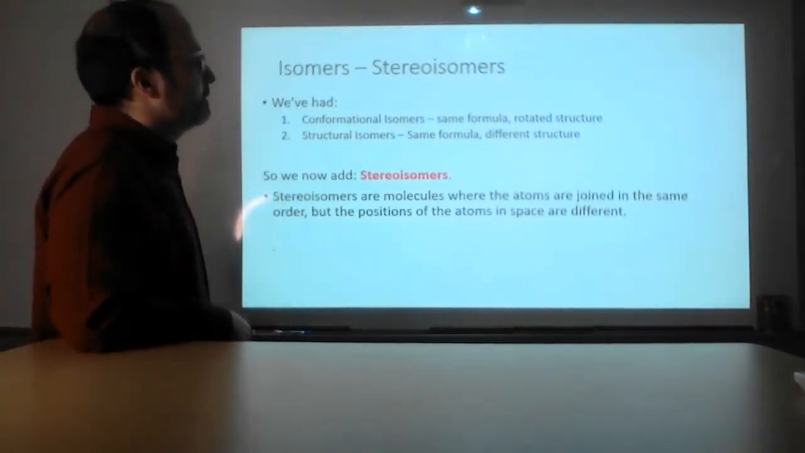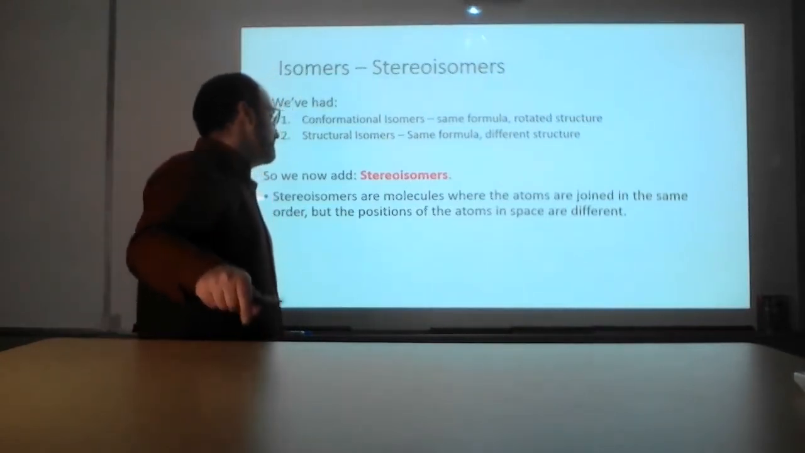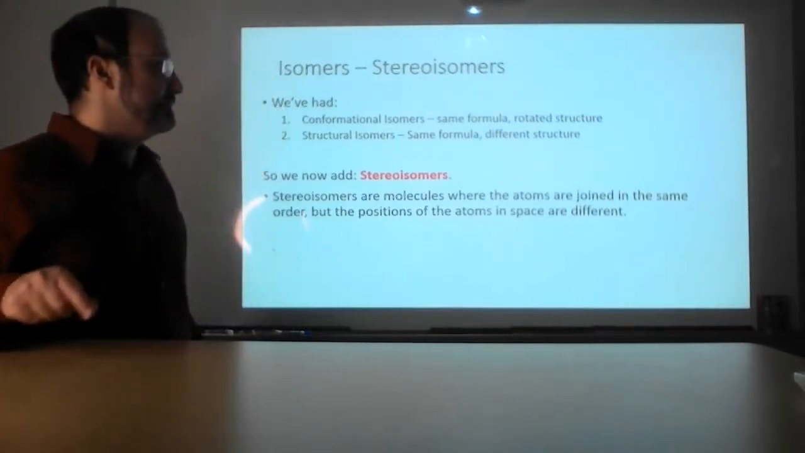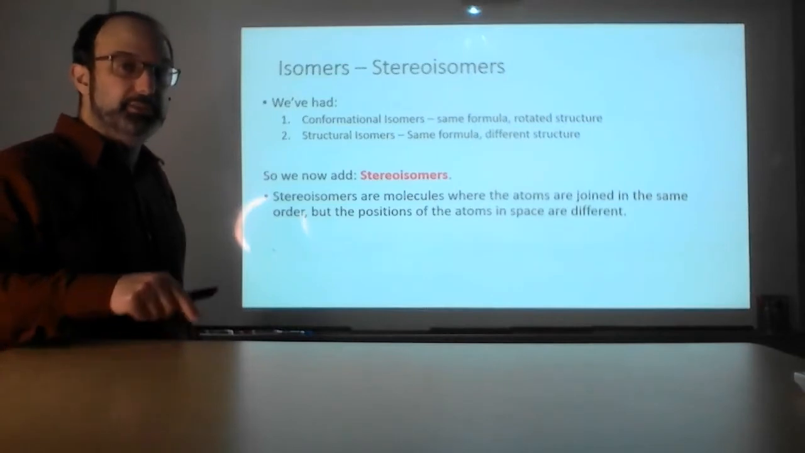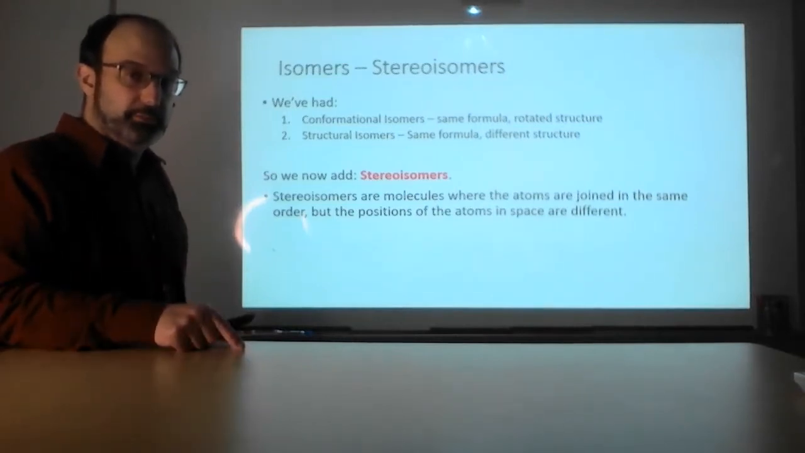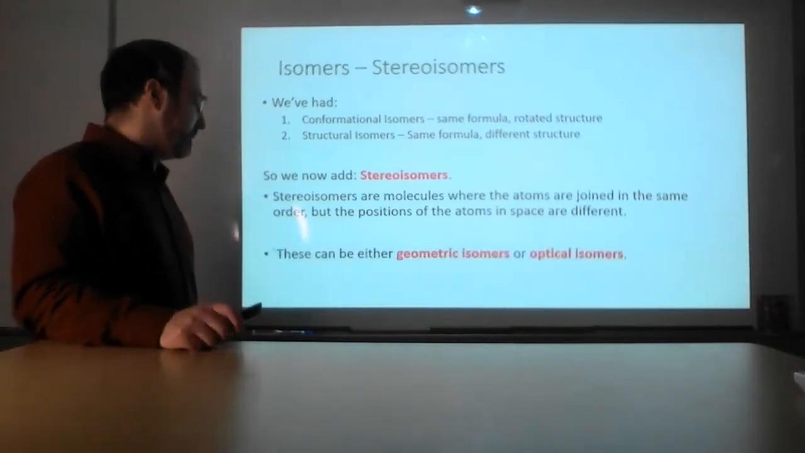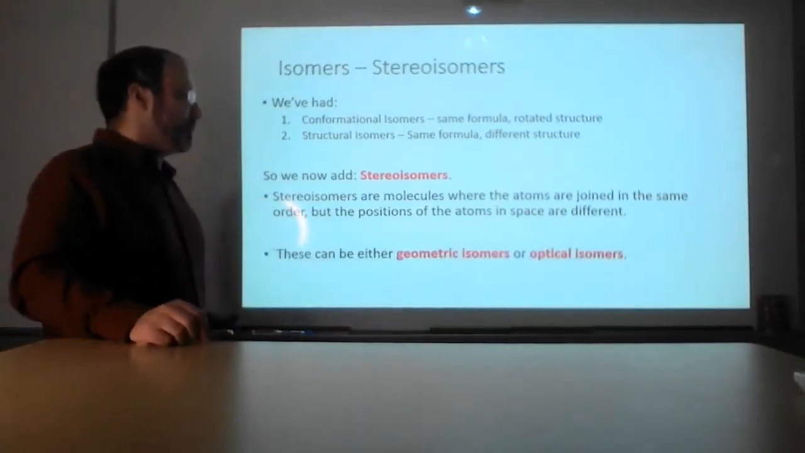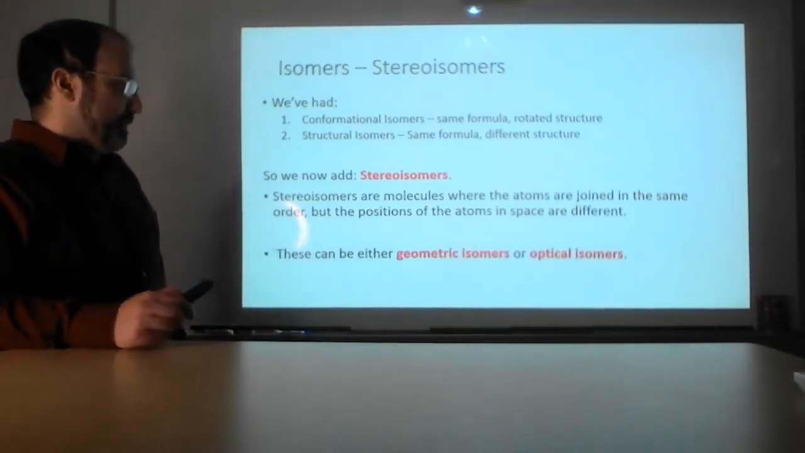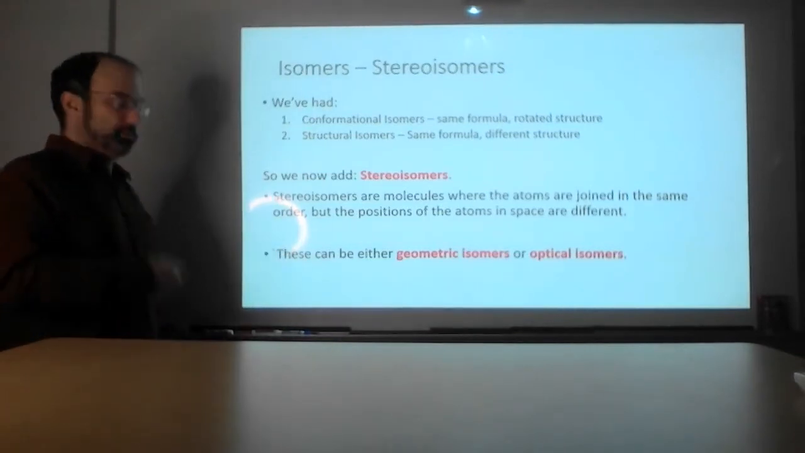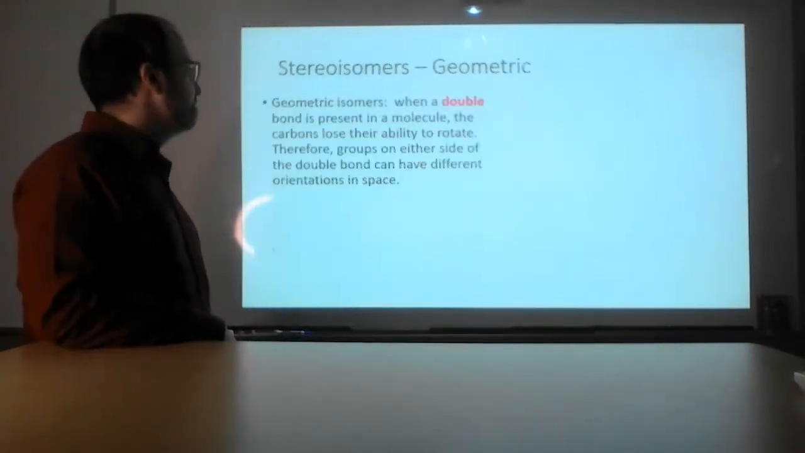Stereoisomers are molecules where the atoms are joined in the same order, but the positions of the atoms in space are different. What? What does that have to do with 2? This is what it has to do. These are called geometric or optical. Optical. Okay, let's break them down.